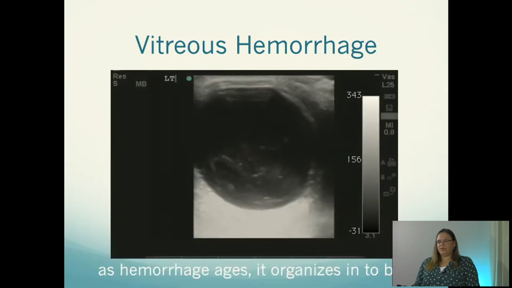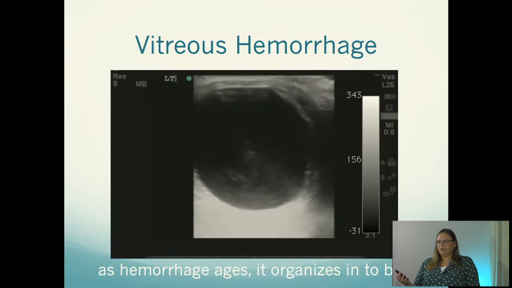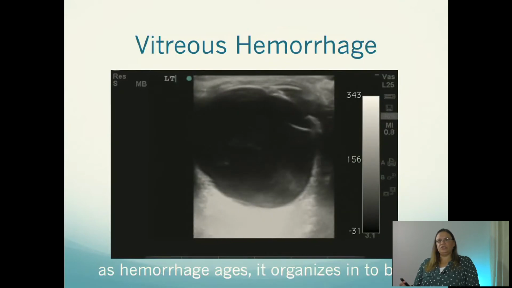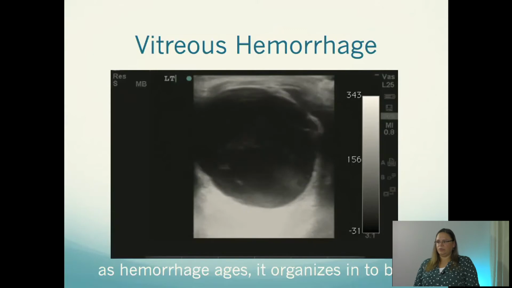This is typically what you'll see with vitreous hemorrhage. You'll see this fibrinous hyperechoic material that moves with the eye. And as the vitreous hemorrhage ages, it will organize into bands, so you get a little bit more of this band-like appearance the older the hemorrhage is.